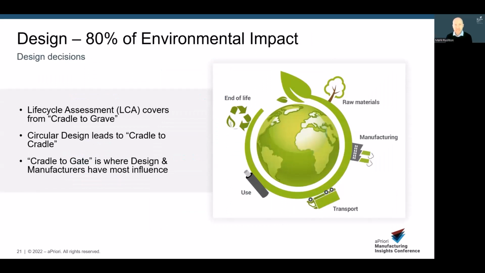And design holds the keys to the majority of products' environmental impact. Much like cost, 80% is decided at the design phase. And there are a number of ways to assess it. The first is life cycle assessment, and that really covers everything from cradle to grave. Another approach, if you're looking at circular design, really looks at cradle to cradle. And cradle to gate is where design and manufacturers really have the most influence. And you can measure all of these with life cycle assessment tools.